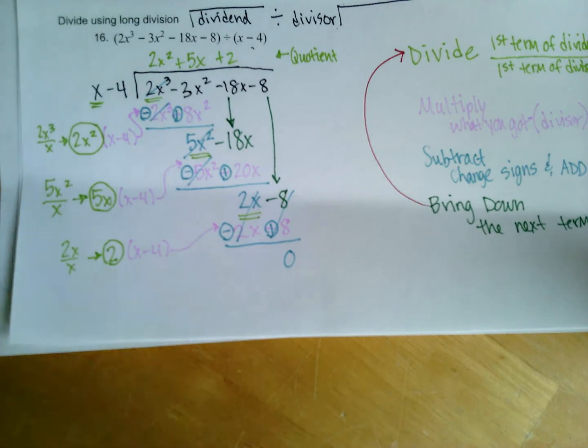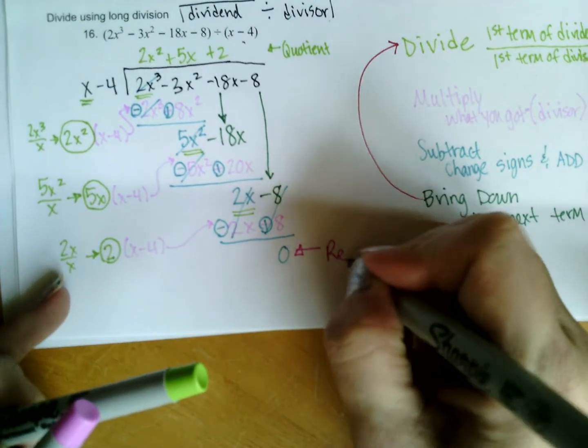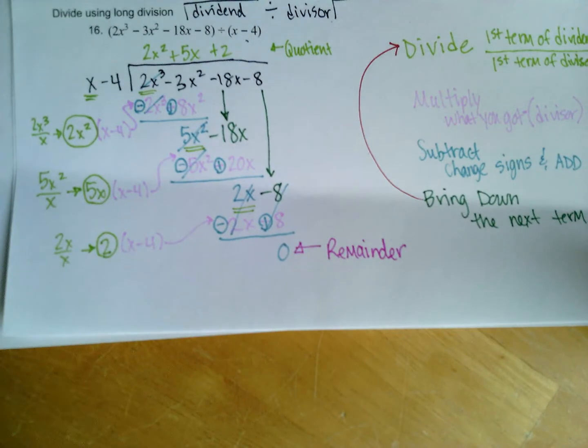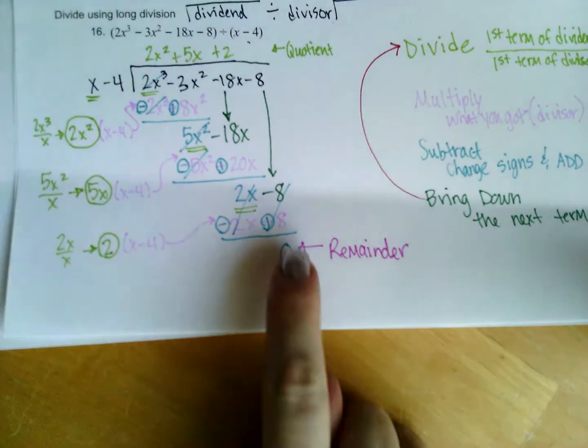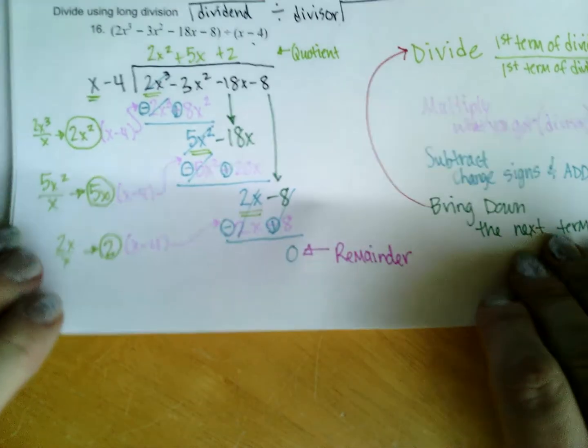So that little dude at the end, if there is a number left and not a 0, I mean, I guess technically 0 still is the remainder. That is the remainder right there. So the quotient is the answer. The remainder is the last thing we get after we have brought down the very last term and gone through the divide, multiply, and subtract steps for the last time. So in this particular case, our answer would be 2x squared plus 5x plus 2 with a remainder of 0.